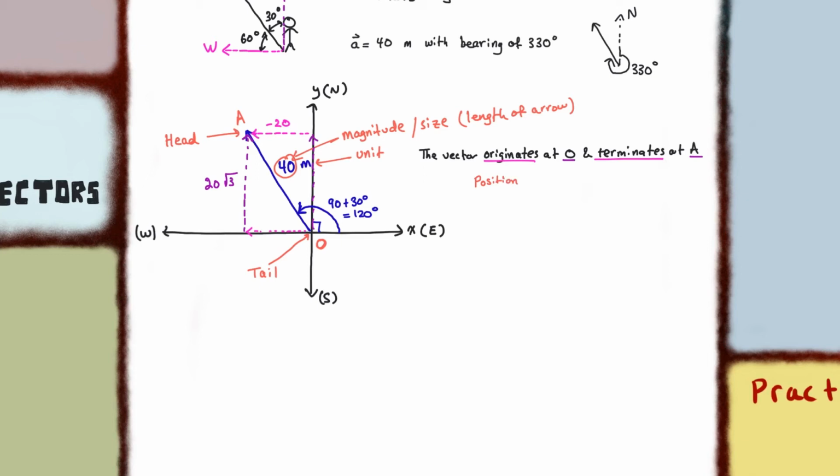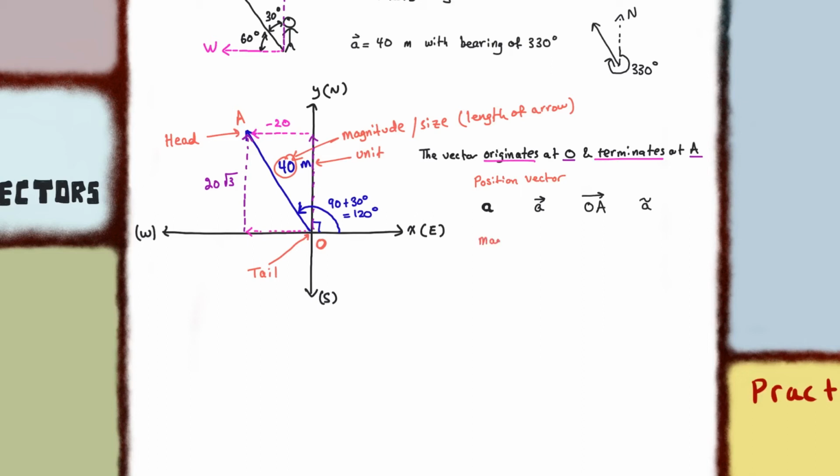Because it ends at A, we're going to call it position vector A. We can write it as a bold A, or as A with an arrow on top, or OA with an arrow on top, indicating that it starts from O, or originates at O, and terminates at A. We can also write this with A with a squiggly mark on top, but this is not a very common convention.